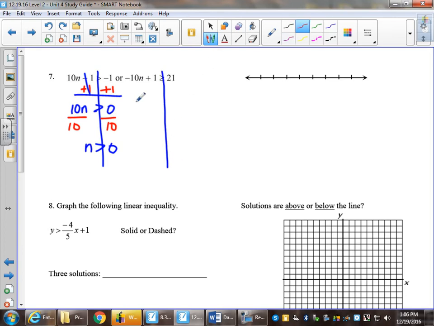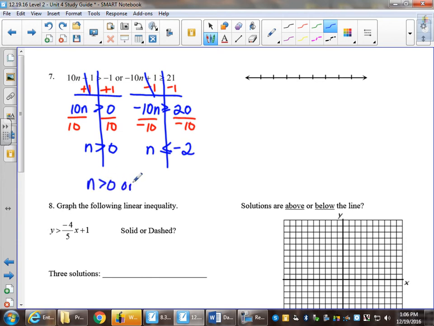So again, we'll pay attention to the side where n is. I have negative 10n plus 1. We'll subtract 1 from both sides. That becomes negative 10n is greater than or equal to 20. Divide by negative 10. Divide by negative 10. As soon as we divide by a negative, that inequality sign changes direction. So this becomes n is less than or equal to negative 2. So our complete answer is n is greater than 0 or n is less than or equal to negative 2.